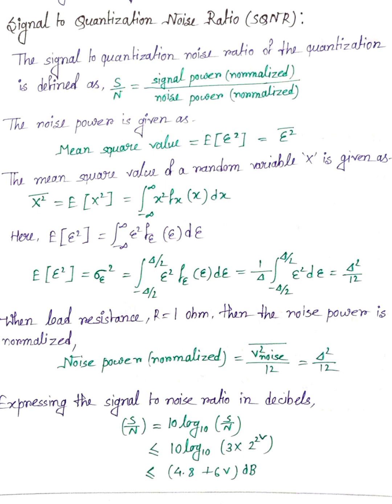Expressing the signal to noise ratio in decibels: S by N in dB equals 10 log 10 of S by N, which is less than or equal to 10 log 10 of 3 into 2 to the power 2n, which is less than or equal to 4.8 plus 6n decibels.